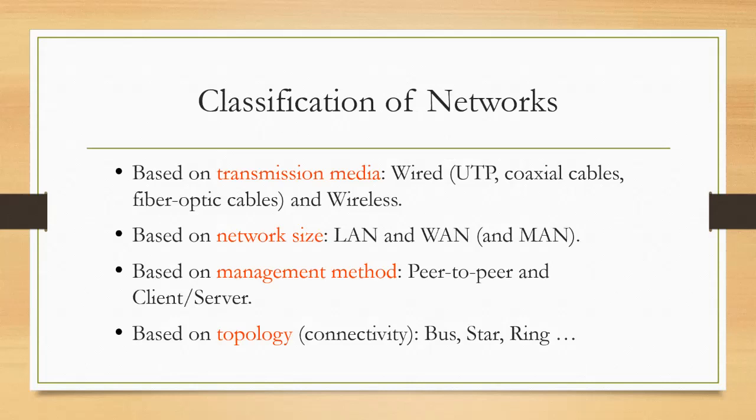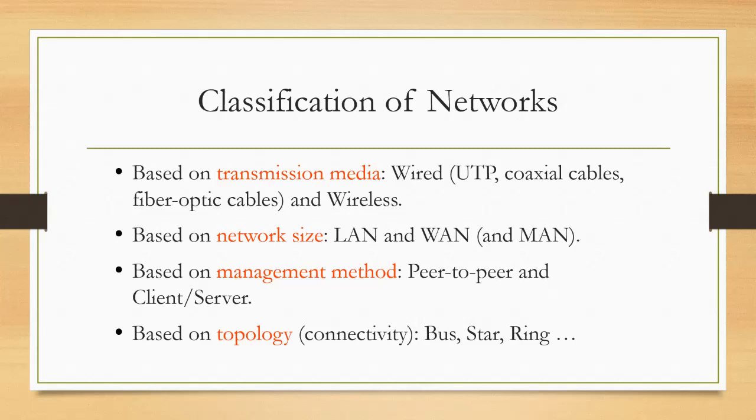Then we come to the classification of the networks on various bases. There are various types of networks, and those networks can be classified based on whether the transmission media used is UTP, coaxial cables, fiber optic cables, and so on, or the network is a wireless network. Then there is the second criterion, which is network size. Depending on the size of the network, it can be classified as LAN, MAN, and WAN, which we are going to study shortly in this session only.